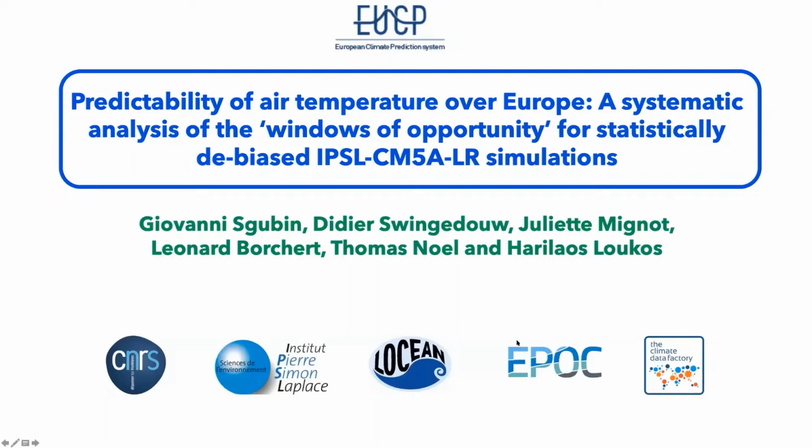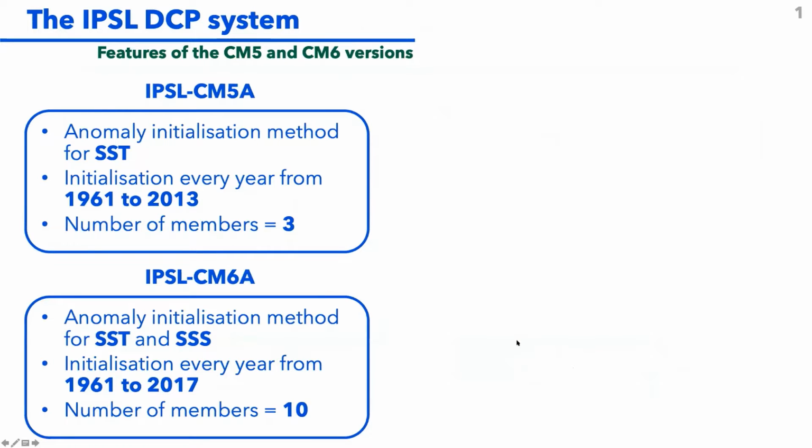That is the detection of some specific context in which the decadal prediction system performs better. So to start, I briefly introduce the IPSL decadal prediction system.